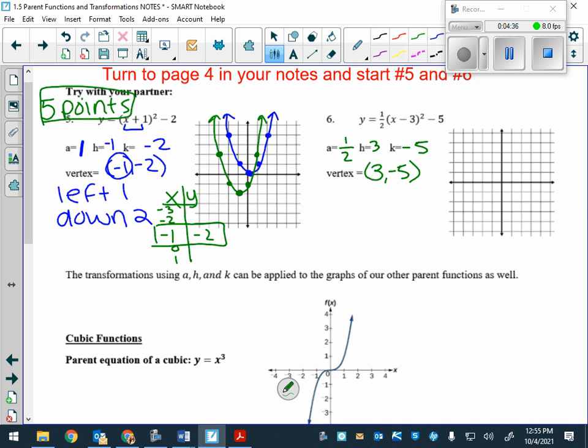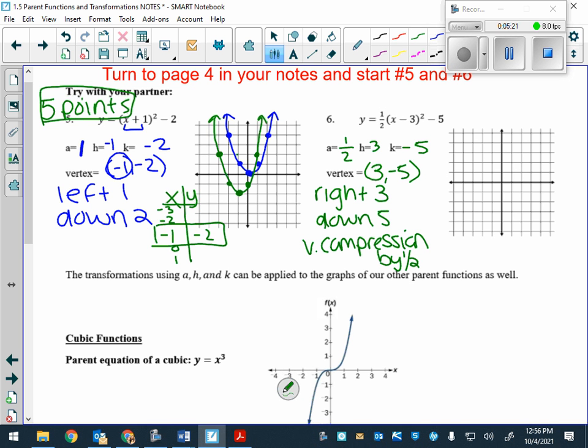Danielle? Right 3. Louise, what's another? Down 5. And there's one more. There's one more happening. Cece, what's another one? You're right. It does have something to do with A. Anybody know? Yeah, Sawyer. Compression. Good. Vertical compression. Another word for compression that we use is shrink. So if you see that around, that means compression by 1/2.